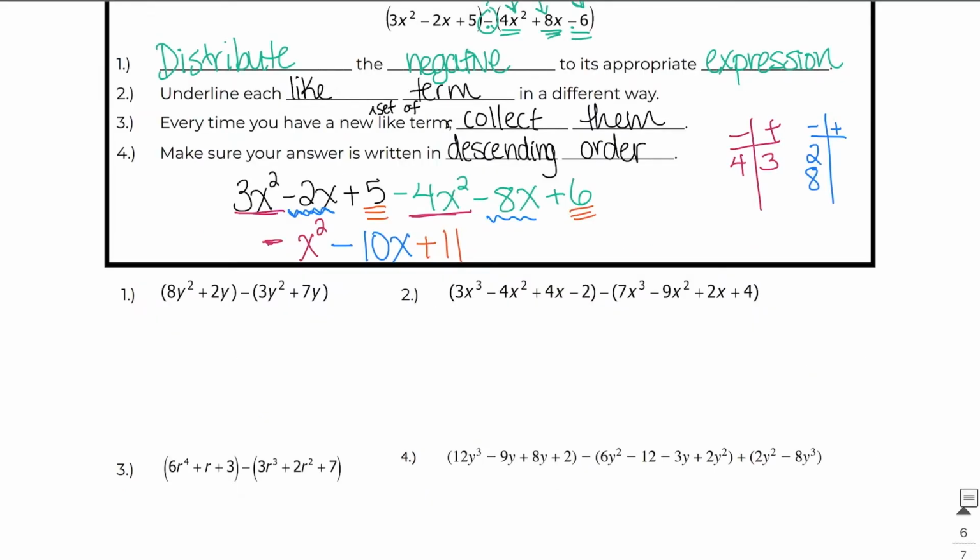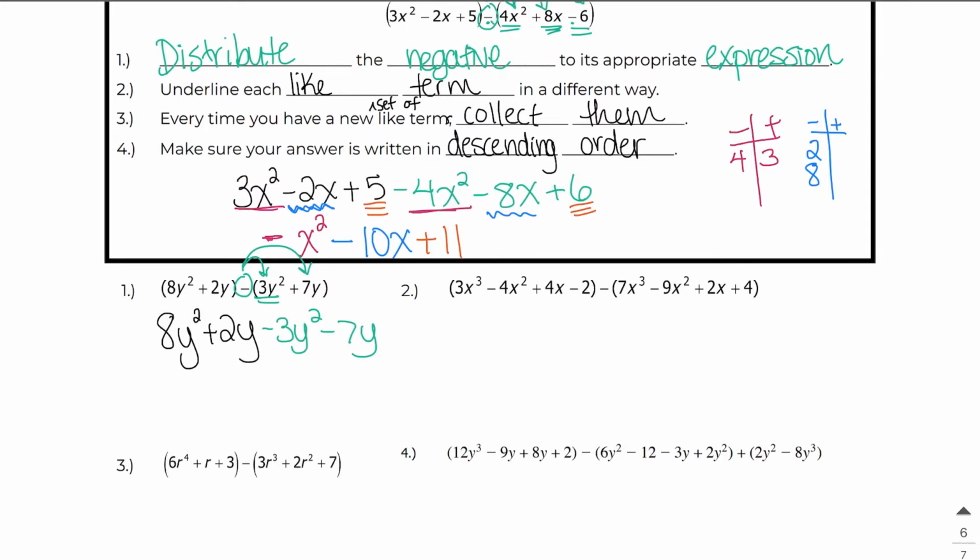All right, let's go ahead and do this in our first example. So the first thing we want to do here is to distribute the negative to its appropriate expression. So right here, I've got 8y squared plus 2y. I just keep that the same. And then I'm going to distribute this negative through to the 3y squared and the 7y. So when I have a positive 3y squared here, it becomes a negative 3y squared. And when I have this positive 7y here, when I distribute the negative through, it becomes negative 7y.